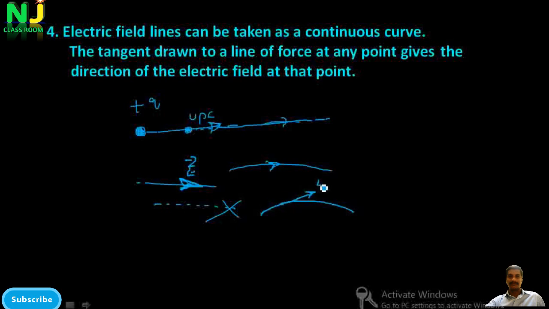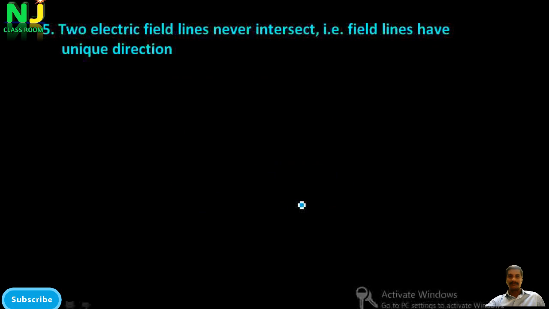At this point, draw a tangent. The tangent gives the electric field here. So at this point, draw a tangent. The tangent gives the electric field here. So what is the direction of the electric field? In case of curved electric field lines, the tangent at any point you draw gives the direction of the electric field at that point. That is very clear. So now we go for the next property.